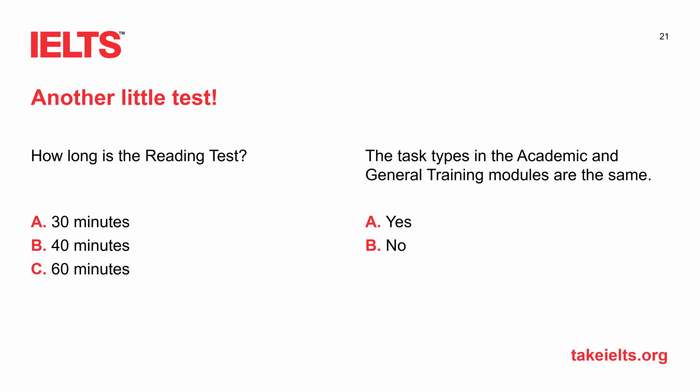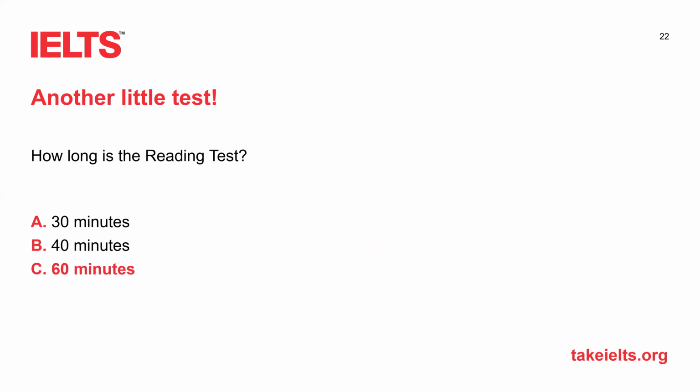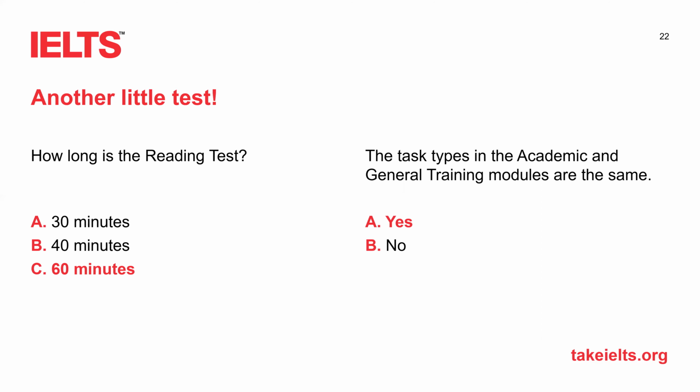All right, so let's take a look at the answer. So how long is the reading test? If you chose C, that is correct. The answer is 60 minutes or 1 hour. And the task types in the academic and general training modules are exactly the same. The answer is yes, they are exactly the same. Remember, again, the only difference is the source of the passages.